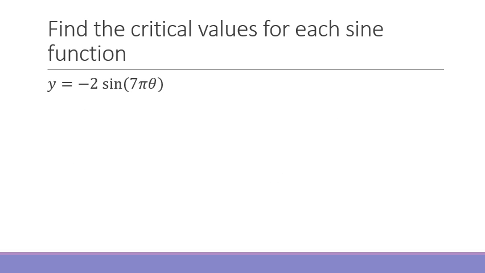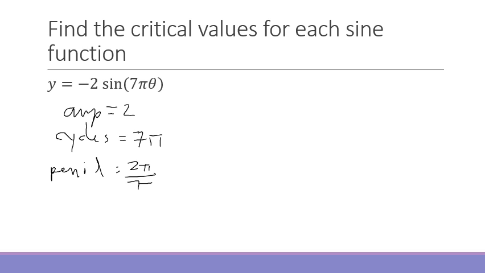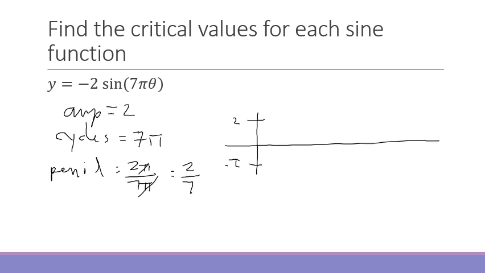All right, next one, -2 sine 7 pi theta. So again, the number out front is your amplitude, the absolute value of it. So in this case, our amplitude is 2. Then the number in front of the theta, 7 pi, that's your number of cycles. And if you want to find the period, we're going to do 2 pi divided by the number of cycles. The pi's are going to cancel in this, so our period is 2/7. Sketch the graph. So our amplitude is 2. And then the period is 2/7.